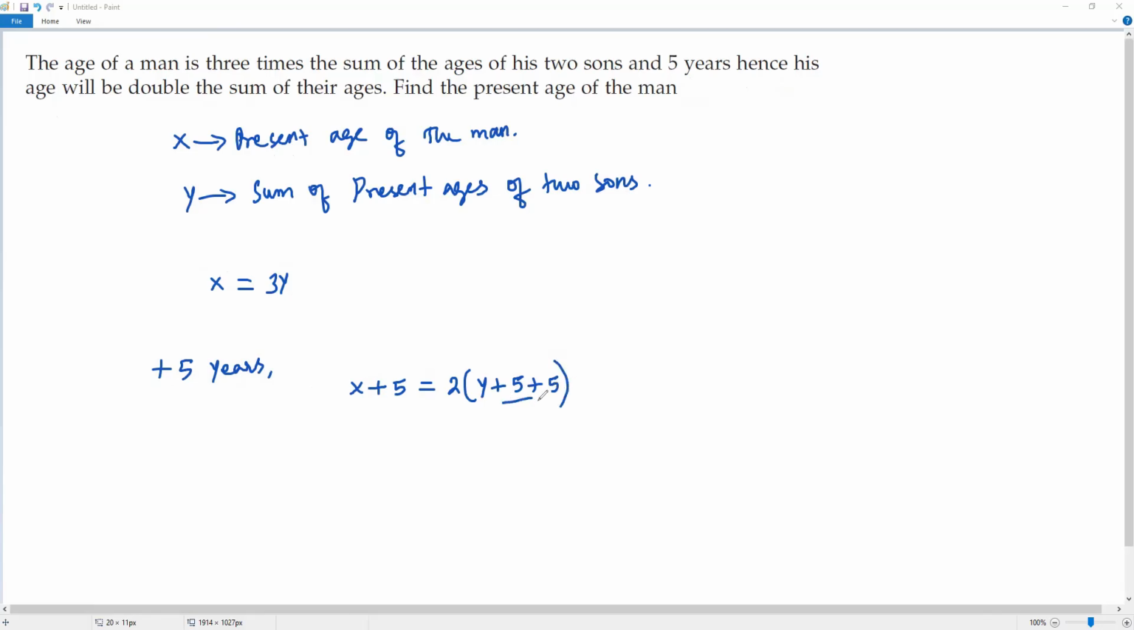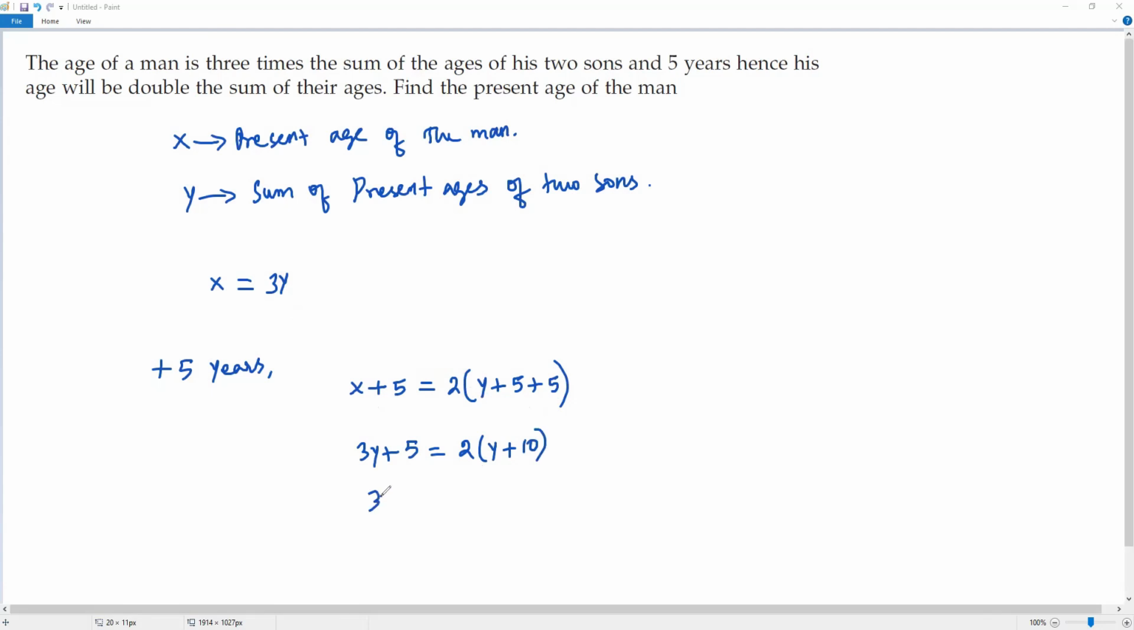Why am I adding 5 2 times? Because y contains the present ages of two sons. After 5 years, the age of each son will be increased by 5. Since there are two sons in y, we have to add 5 2 times. Okay, now we can plug in this 3y for x over here. Then we get 3y positive 5 equals 2 times y positive 10.